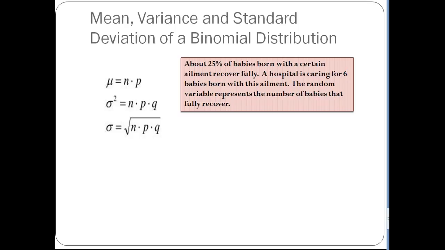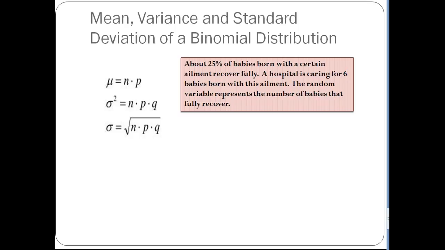The formula for the mean is the mean equals n times p, and I'm going to show you how to identify your n and your p. Your variance is n times p times q. I'm going to show you how to identify q. And then your standard deviation would be the square root of whatever you find for your variance.